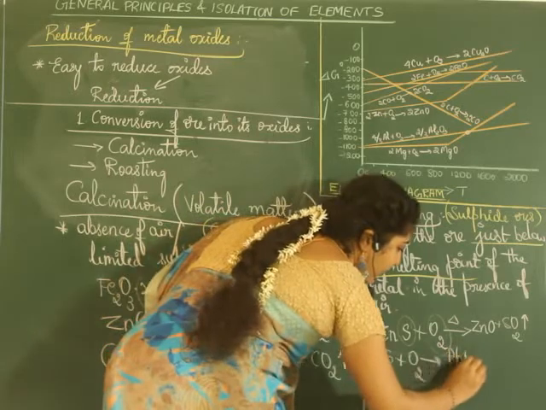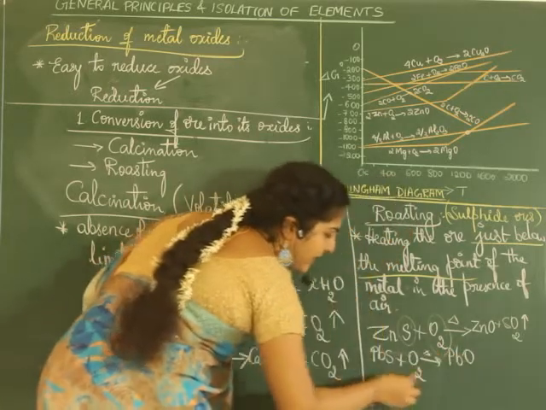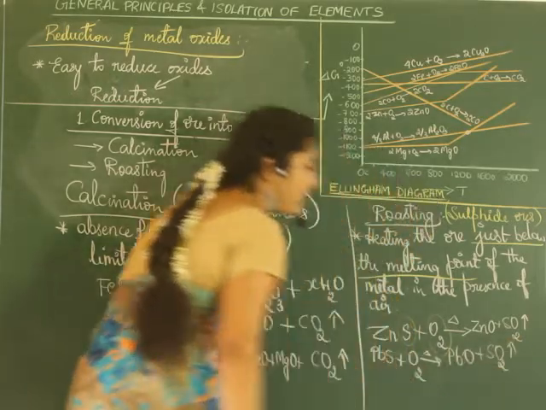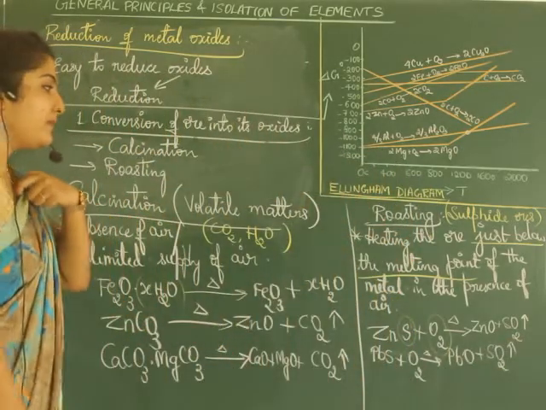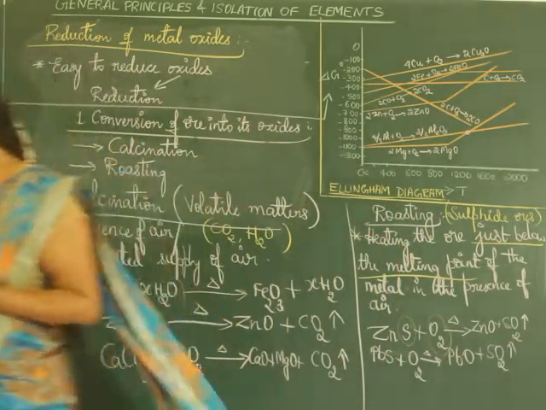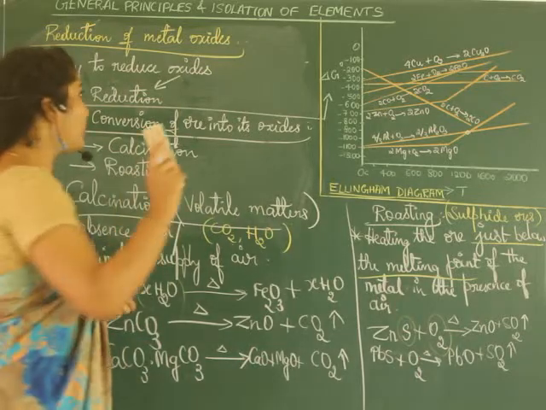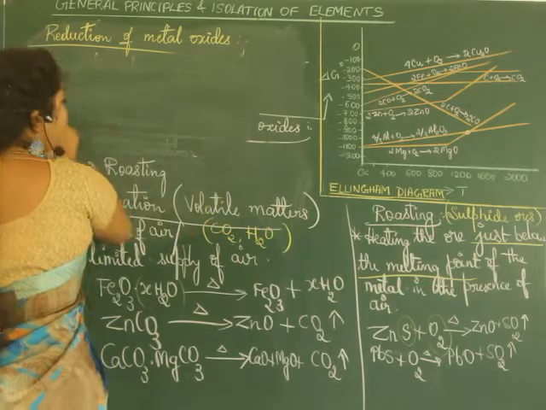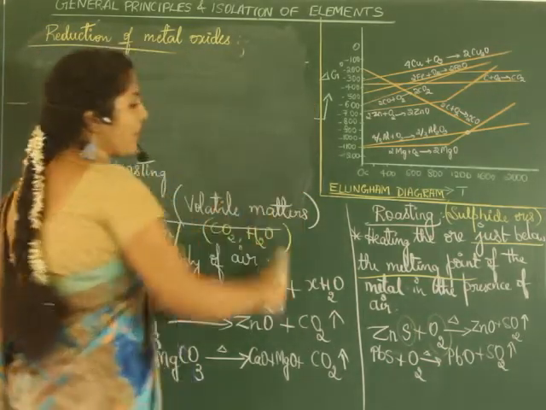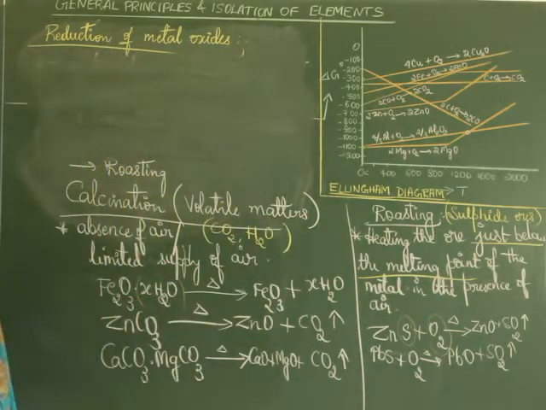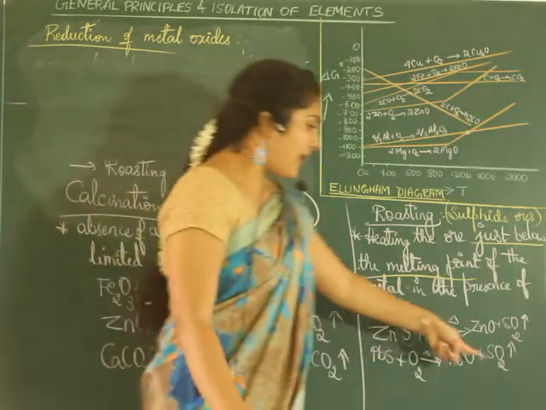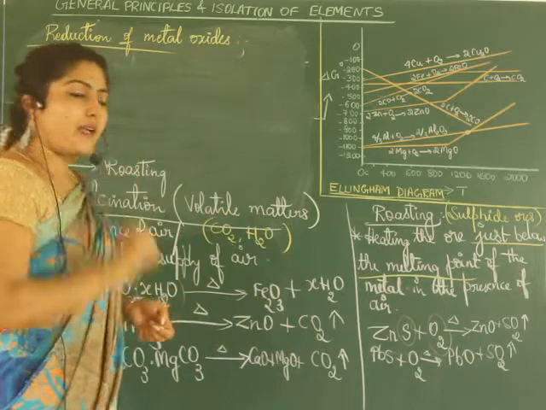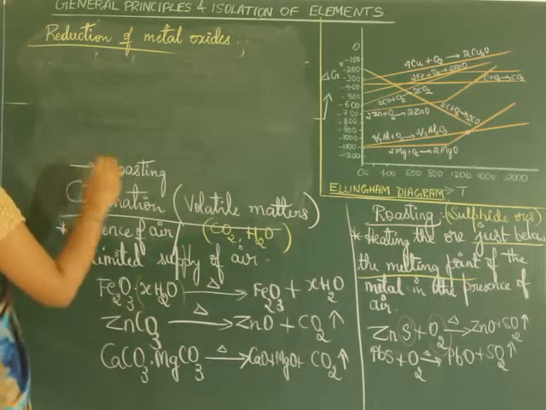lead oxide forms. We heat it in the presence of oxygen. Lead oxide forms with the liberation of sulfur dioxide. Now what happens to that sulfur dioxide? Will it go to waste? No, they don't allow it to go to waste. Instead, they use it for the manufacturing of sulfuric acid, H2SO4. Using sulfur dioxide, they prepare sulfuric acid. So that will be collected and used for the manufacturing of sulfuric acid.